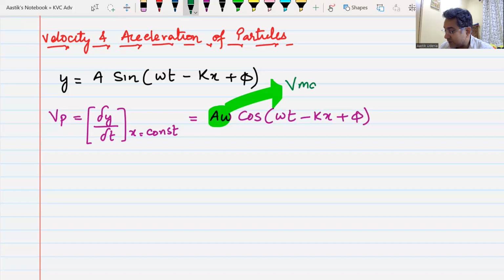And where does the particle have maximum velocity? At the mean position. It has the maximum velocity at the mean position. Why do you have to think so much?